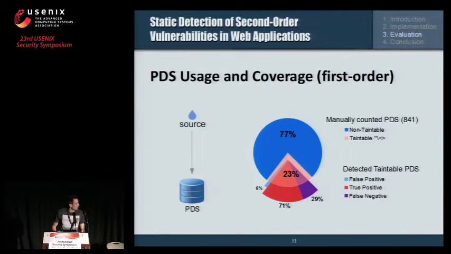And we found that 77% of the data stores are actually not taintable. So for example, if you have a column of type integer, you cannot taint this column. Or if it's sanitized by the application, or if only static content is written to that column, then it's not taintable as well. But 23% of those persistent data stores were taintable just by the concept of the application.